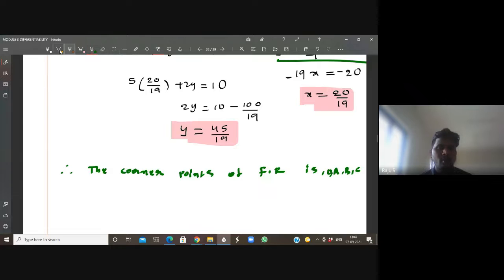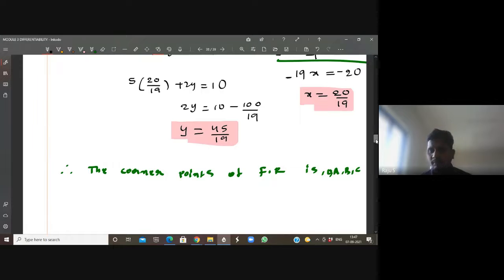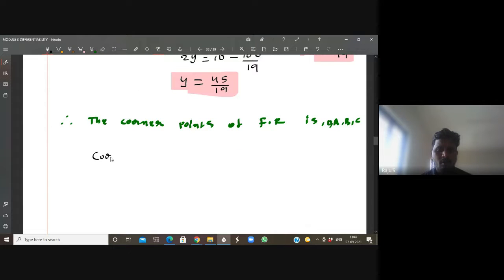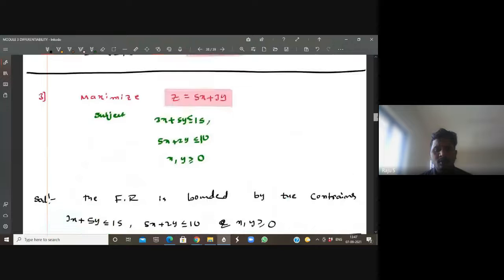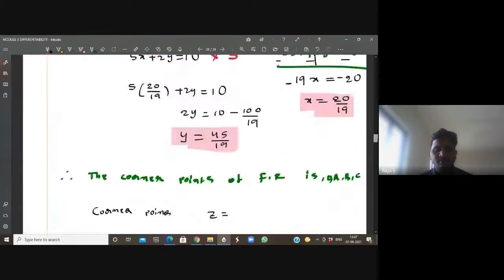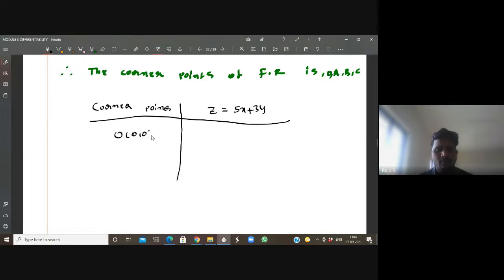Then take the corner points. Next, the Z value. What is the Z value over here? The Z value is given in the question: 5x plus 3y. What are the corner points? One is 0 comma 0.